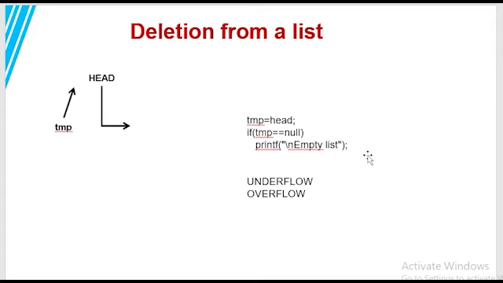There are two conditions present in this list: one is the overflow condition and the other is the underflow condition. Overflow is when you are trying to insert an element and the list is filled. In a filled list you cannot insert any more elements. That is called an overflow condition. Underflow means that for an empty list you cannot delete an element. If there is an element present in the list, you can delete. If there is no element in the list, you cannot delete. That is called an underflow condition.